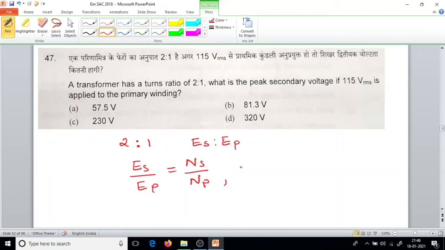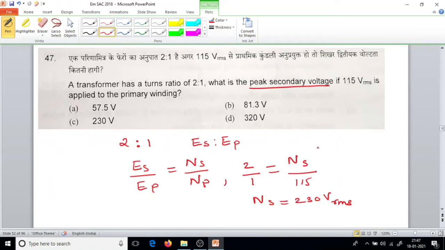Now what is the turns ratio here? 2 is the secondary. That is 2 by 1 equal, and NS we don't know. NS is what we have to calculate. Primary winding has given 115 volt RMS voltage. This is the RMS voltage. The secondary we get 230 volt RMS. But the question has asked the peak secondary voltage.